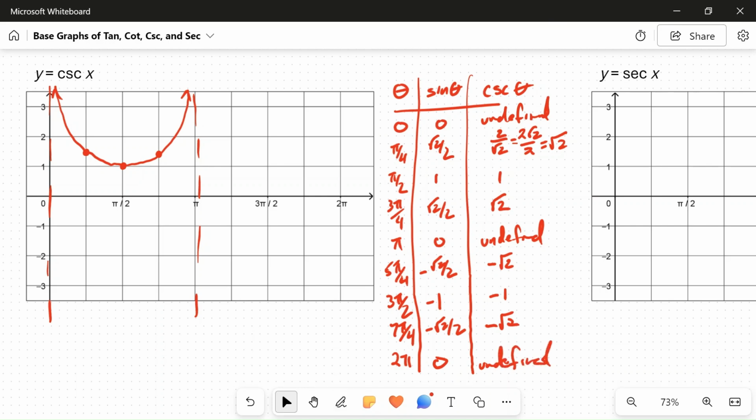If we plot those points, at 5 pi over 4, we have a negative root 2. At 3 pi over 2, we have a negative 1. And then at 7 pi over 4, we have a negative 1.4. And at 2 pi, again, we have a vertical asymptote. And so this time it's not a parabola, but we have this bowl shape opening downwards, so it's concave down. That was a full loop around the unit circle. If we keep going, it will reproduce this same shape.